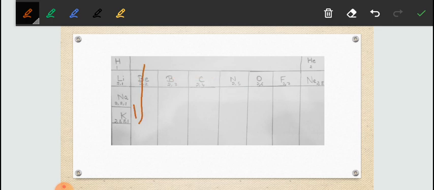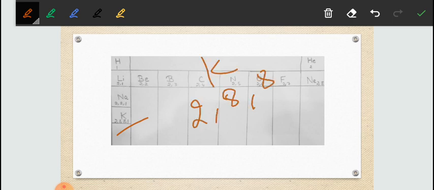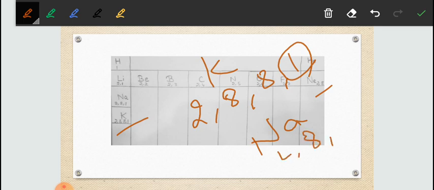But as we move down the group, we know the number of shells is increasing. If the number of shells is increasing, nuclear charge decreases. If nuclear charge decreases, then what will be its result? It will be easier for an element to lose an electron, because in case of potassium, suppose I am writing it, it is 2, 8, 8, 1. This last electron will have very less force of attraction toward the nucleus of potassium, so it can be lost very readily as compared to sodium, because it has only 3 shells.